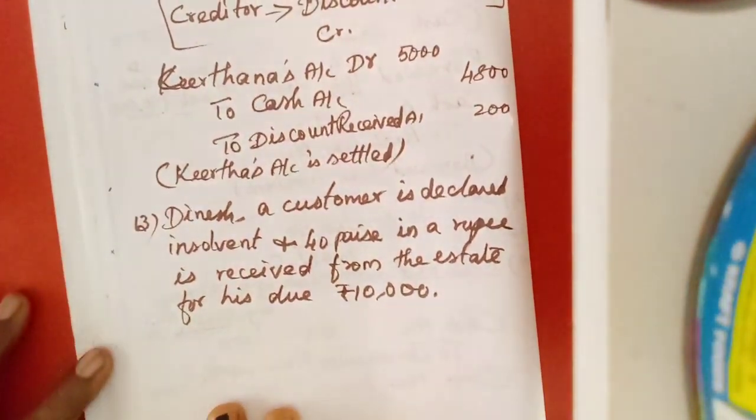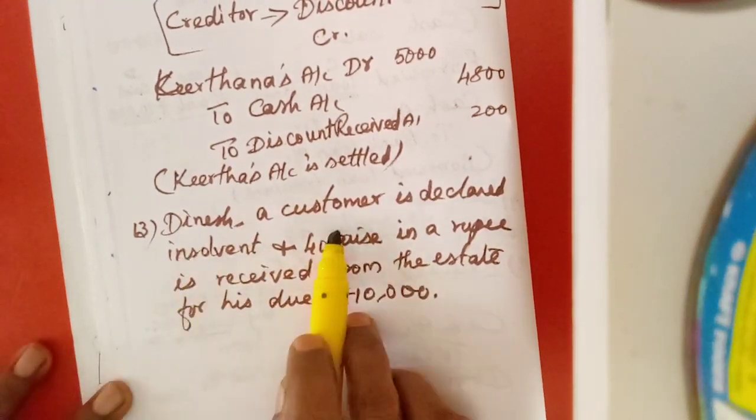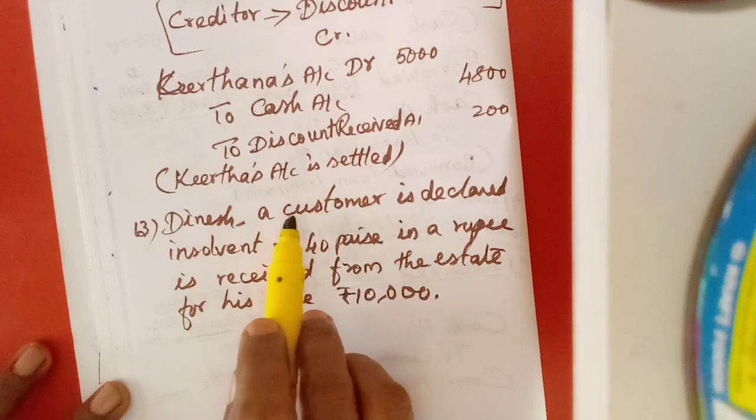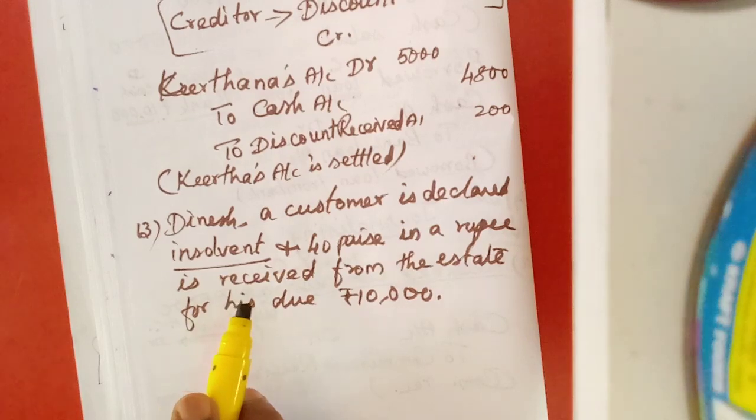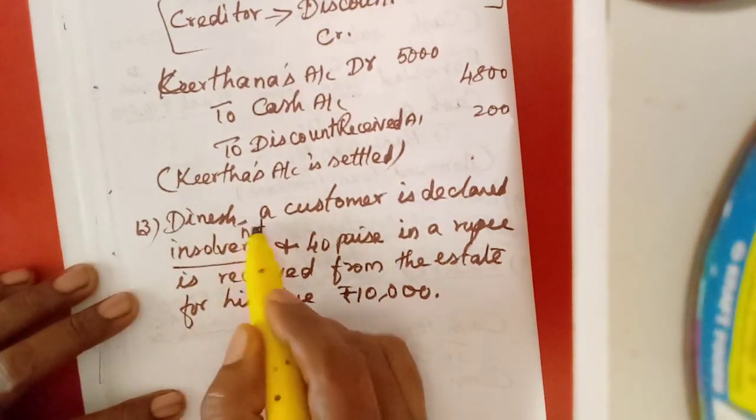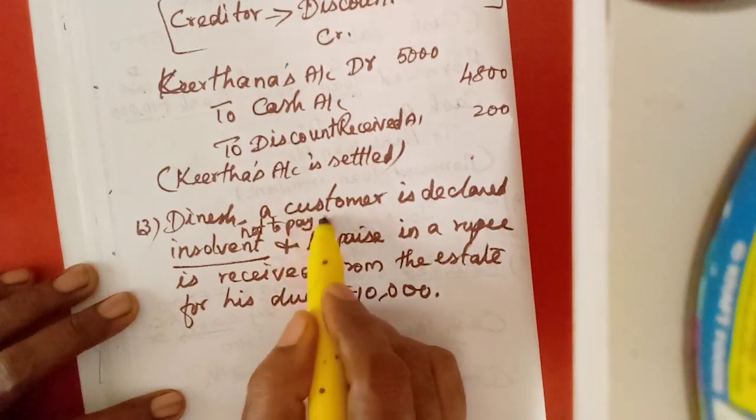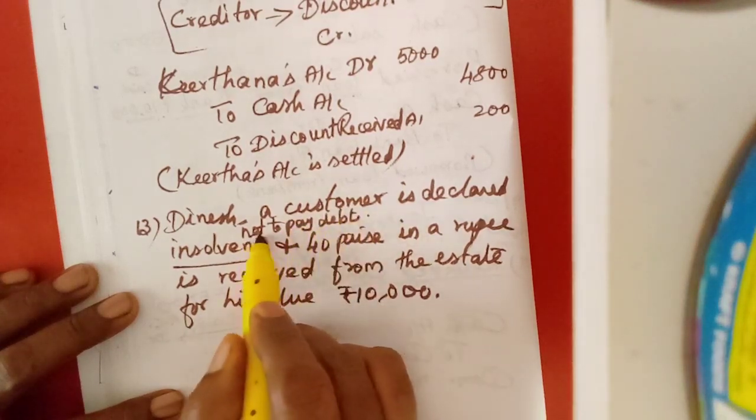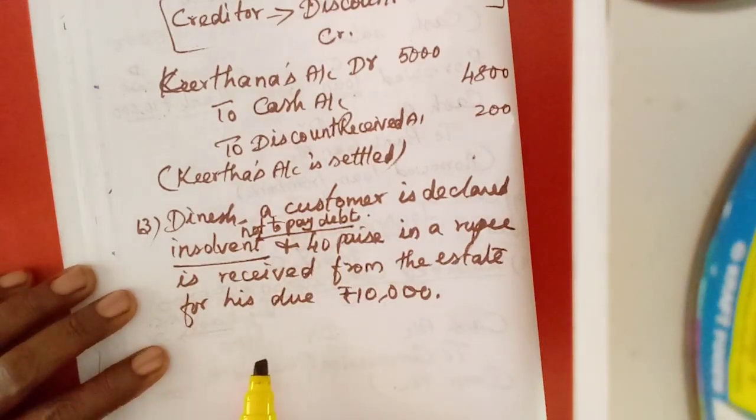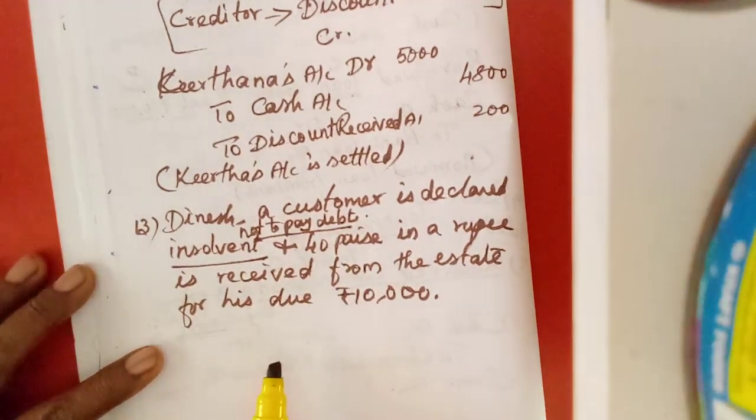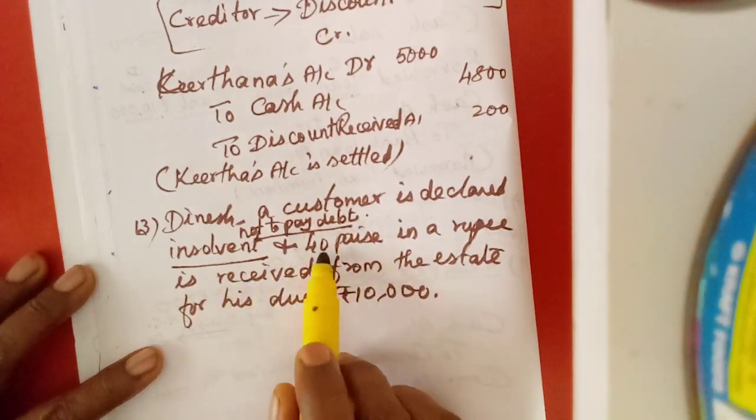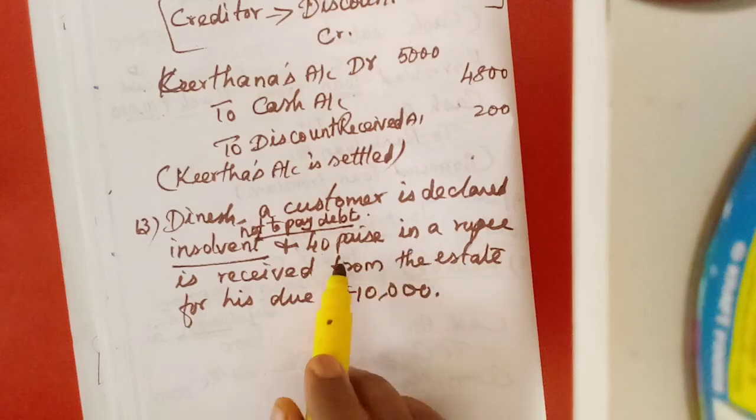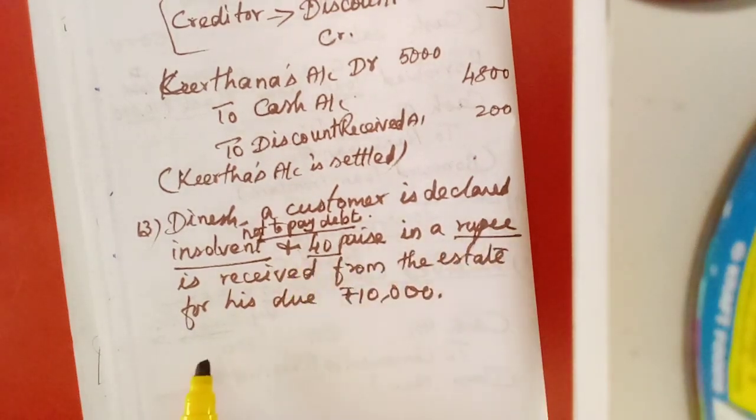Now you should understand the meaning of this one. Dinesh, one customer. Customer means we have sold goods to him on credit. Now he has become insolvent. Insolvent means he is not able to pay his debt. The court will declare that he is not able to pay back his debts. All the properties will be taken away from him, and the creditors will be paid something. So now the court has announced that for every 1 rupee we are owed, we can recover 40 paise.